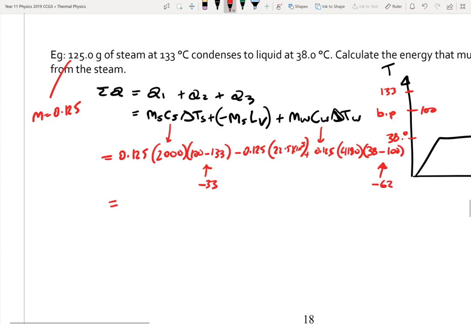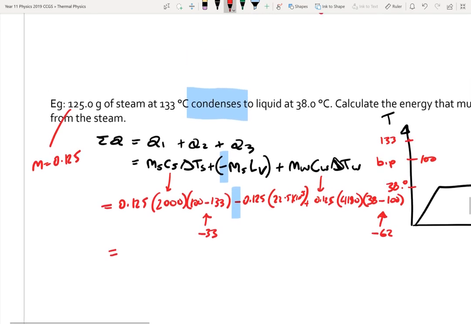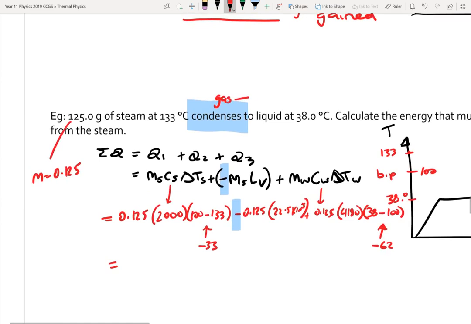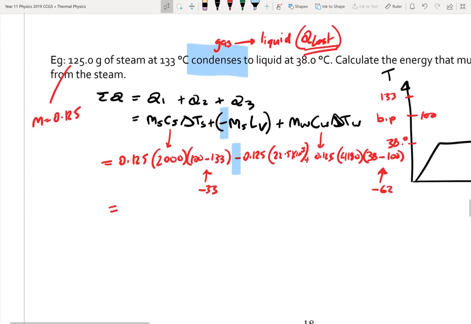Remember, where did I put my negative? There's my negative, because we're condensing. Condensing means gas to liquid, meaning Q is being lost. Q lost. So remember that: we will get three negative terms. That, negative that, take that, negative that, and you will get your answer down here, which you will work out for me and place there.